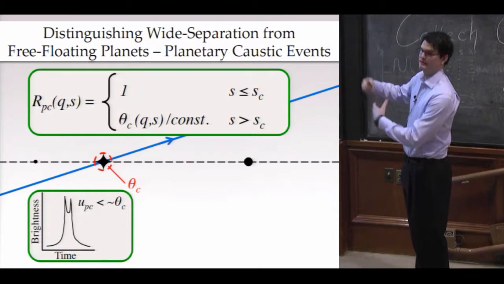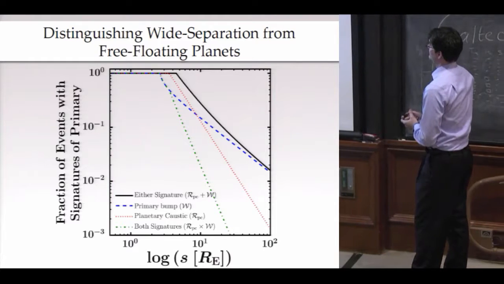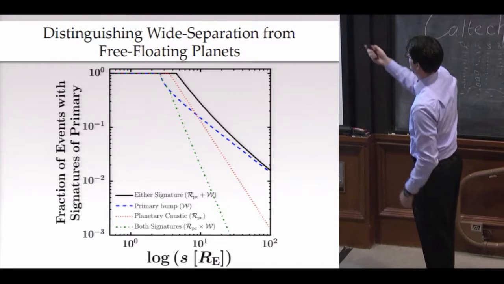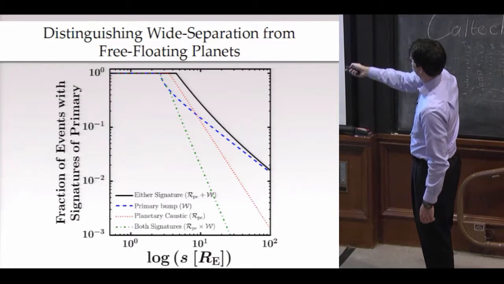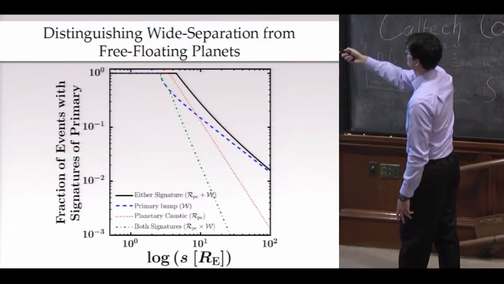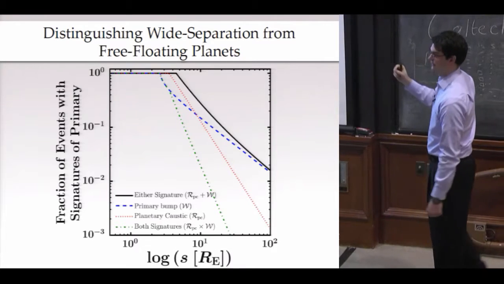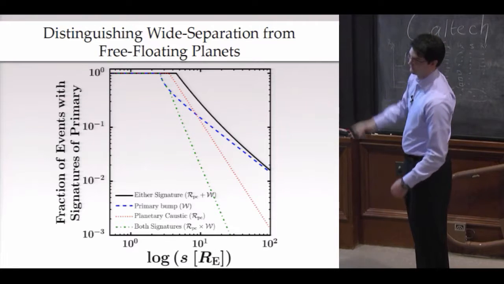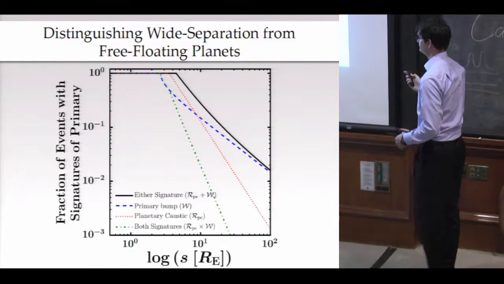And again, you can work out what the relative rates of such events are to normal microlensing events. So now this is just a plot of the fraction of microlensing events where you expect to see signatures of a primary. The blue dotted line shows where you expect to see primary bumps, and this red line shows the same thing for planetary caustics, and the black line is either one. By the time you get out to about 5 Einstein radii, you've dropped to something like 50%. And when you get to about 10 to 20 Einstein radii, you're down to about 10% of events where you expect to be able to distinguish wide separation from free-floating planets.